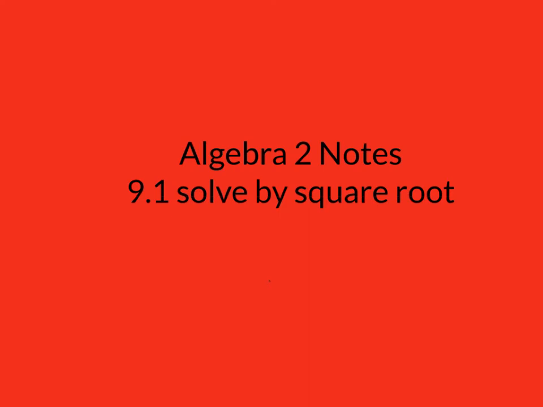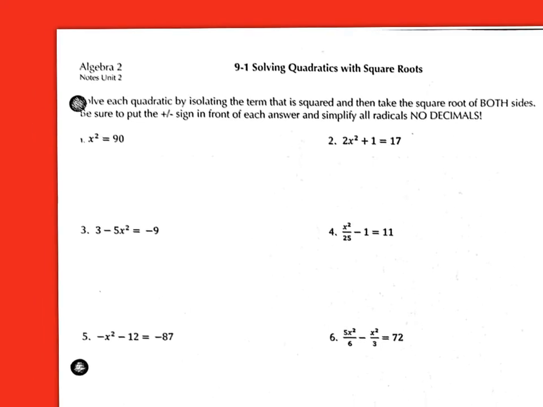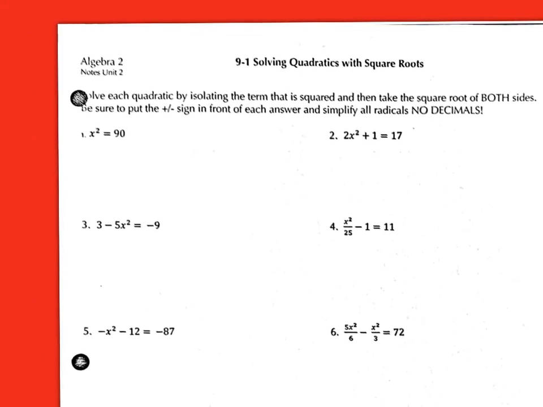Hi everybody, today we're going to learn another way to solve a quadratic function, and that is to take the square root of both sides. Now this only works if you can isolate whatever is squared. So it generally doesn't work if you have x squared and then another x term. You cannot use this method. That's the factoring method. But if all you have is x squared, then you can probably use this method.